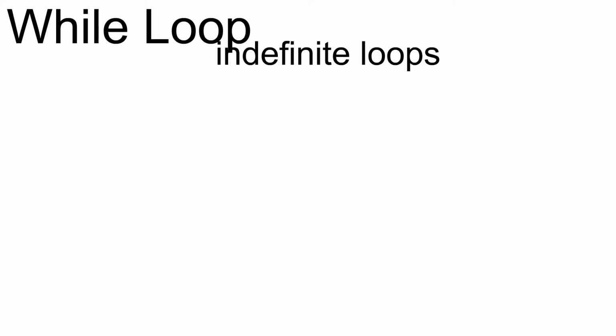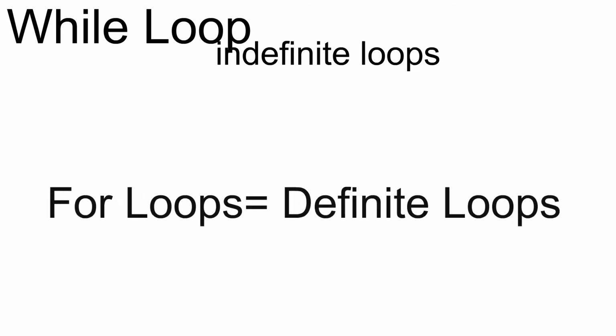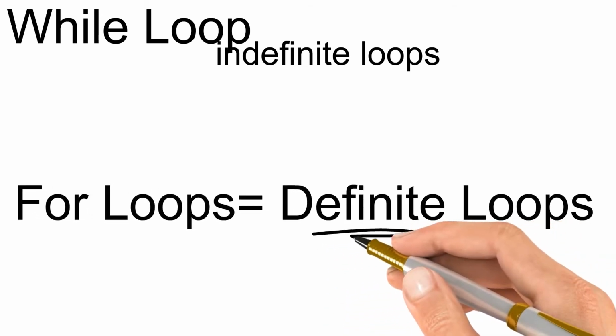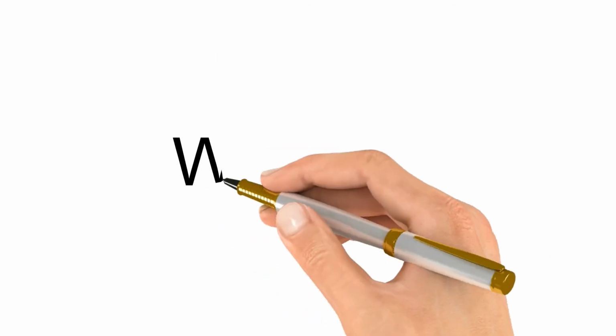While loops are also called indefinite loops because the statements are executed unless and until a logical condition remains true, whereas for loops are called definite loops because statements are executed a definite number of times. Now let's take a look at the while loop.